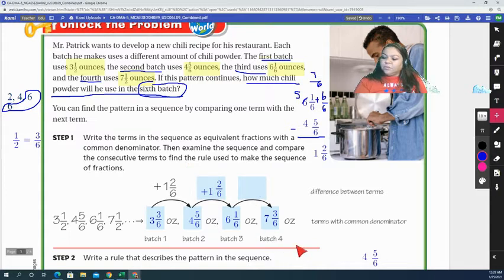Okay, now we can do the same for the second one. I'm going to do this on this side. I have 7 and 3/6.